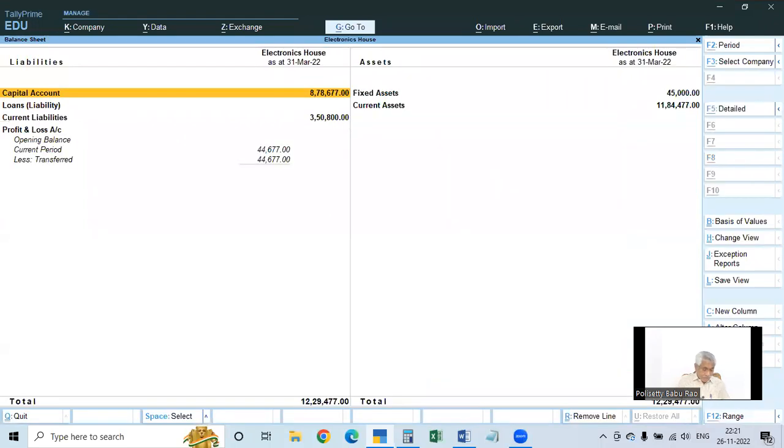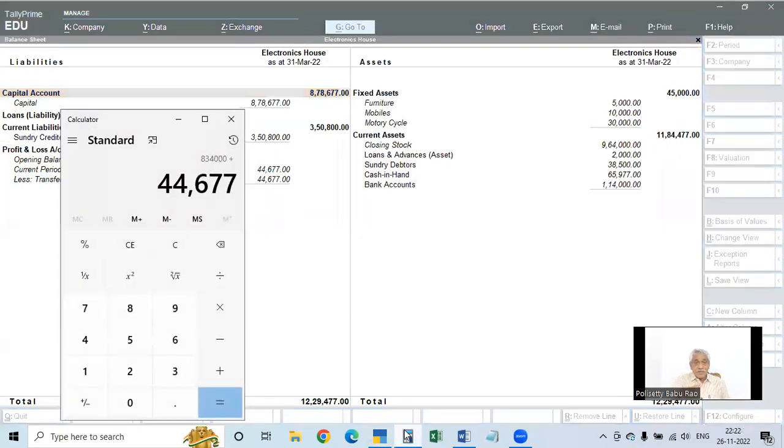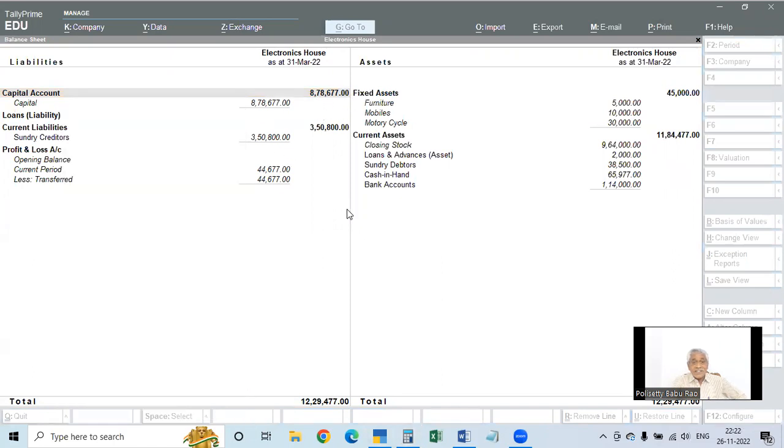Now you can see here, the current profit amount is there, less transferred. So the balance is not shown here. It means there is no balance here. It is transferred to the capital account. The capital account will increase. You see here, 8,34,000. We are adding this. If you add that, what is the total amount? 878,677. Like this, we have to do it first.